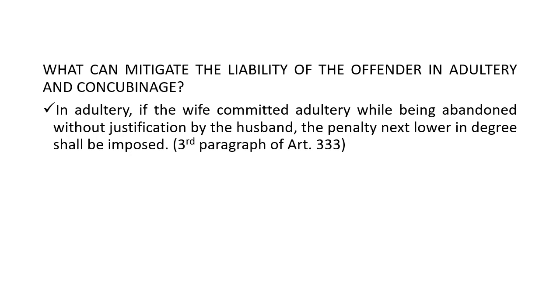Question: what can mitigate the liability of the offender in adultery and concubinage? We have to make a distinction because in adultery, if the wife committed the crime while being abandoned without justification by the husband, the penalty next lower in degree shall be imposed. This is based on the third paragraph of Article 333 itself.